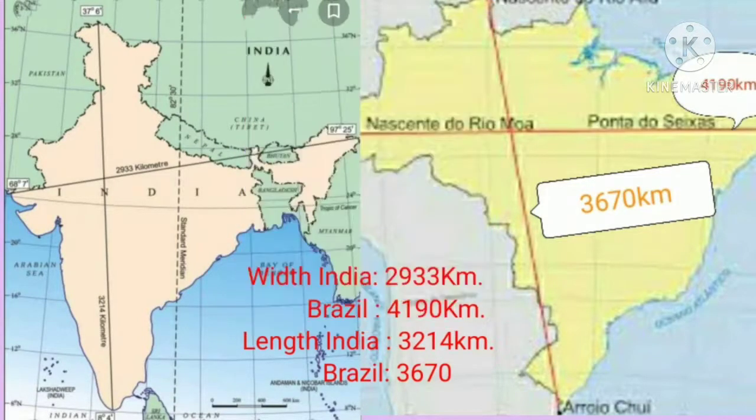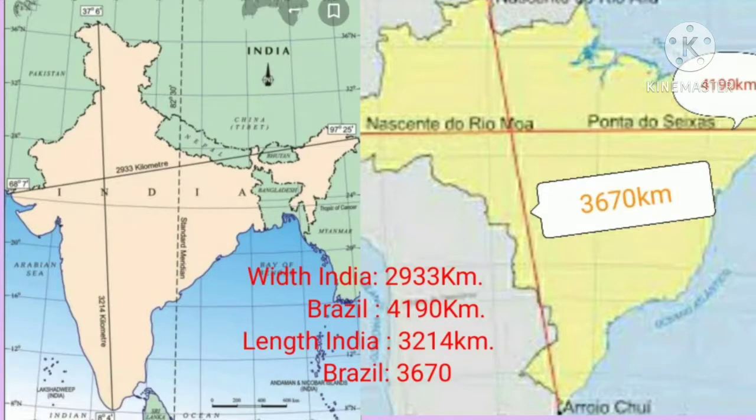Now students, look at the diagram. Here two maps are given, Brazil map and India map. From east to west is the width and from north to south is representing the length.